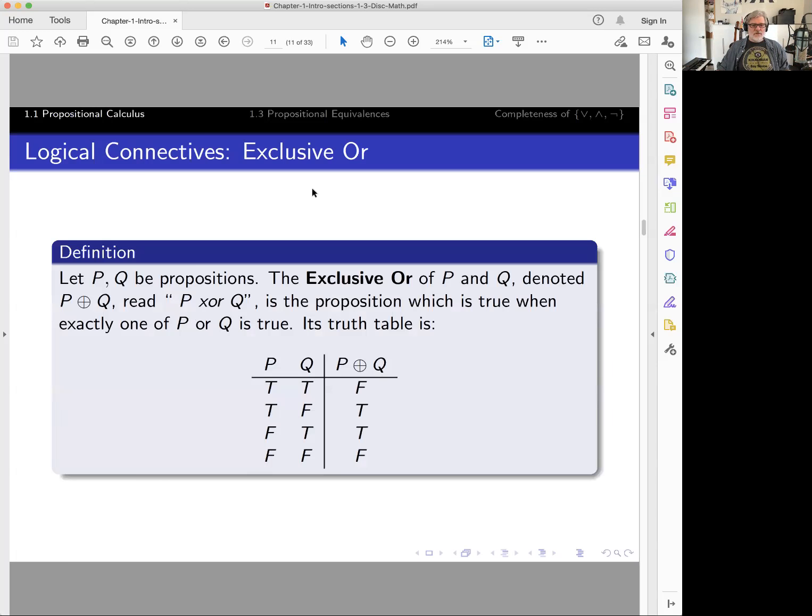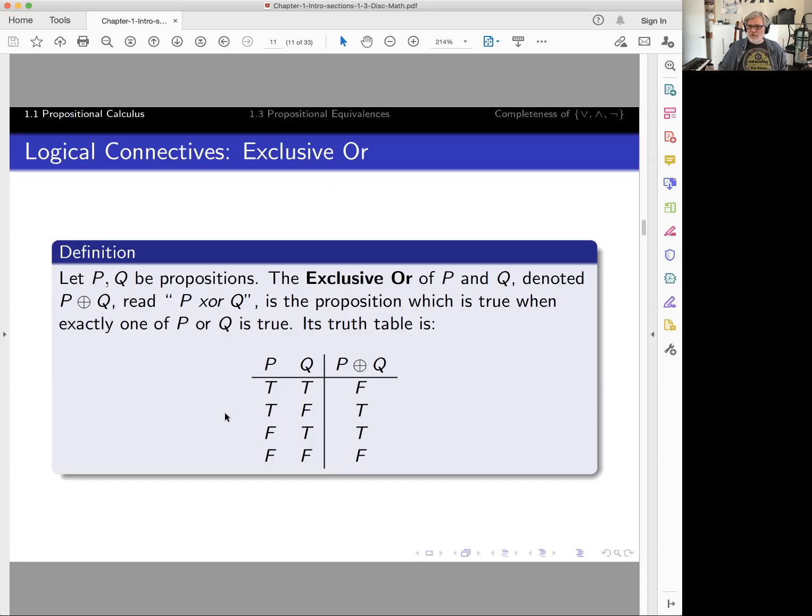Okay, so let's start with the exclusive or, also known as XOR. It looks like a plus with a circle around it. And this is, as the name indicates, the exclusive or. It's just like an or. So P XOR Q is true when P or Q is true, but not both. Okay, so if you look at the table there, you see that it is true precisely when P or Q is true, but not the other. Okay, so exclusive or, as the name says.